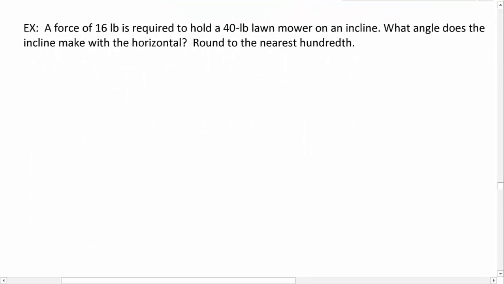This time we have a force of 16 pounds required to hold a 40-pound lawnmower on an incline. What angle does the incline make with the horizontal? So in this example, they're asking us to figure out the angle of incline rather than the force required to keep it up. But really, the setup is exactly the same. So let's start with our diagram.